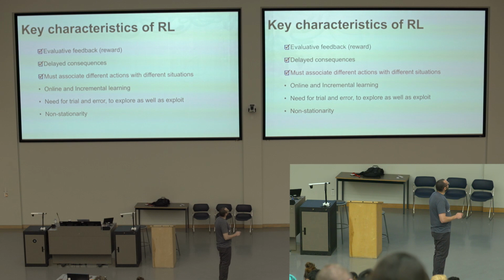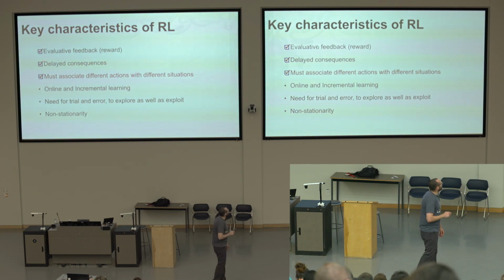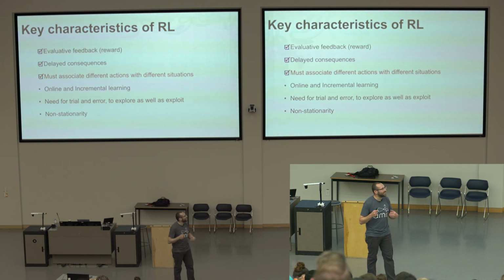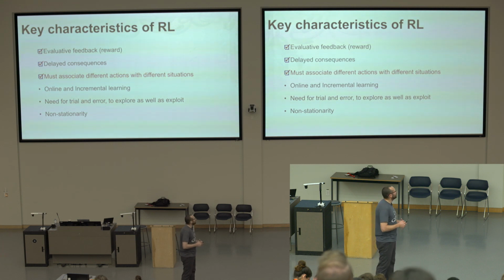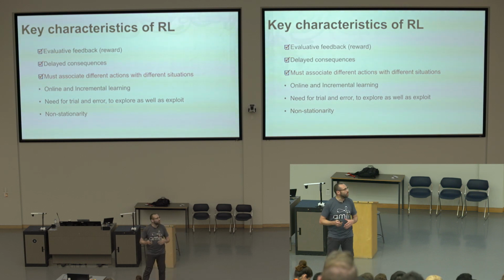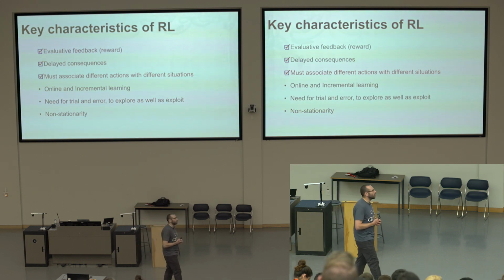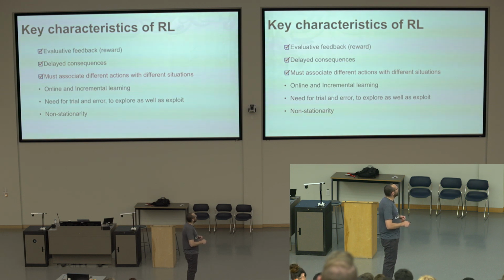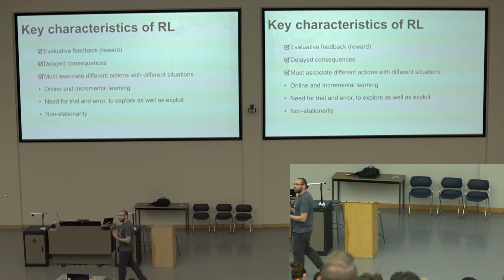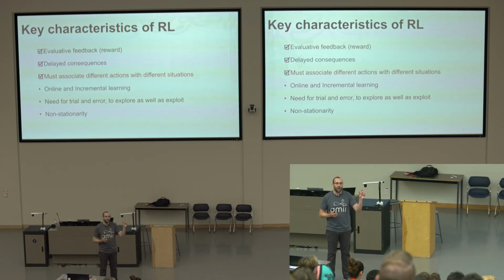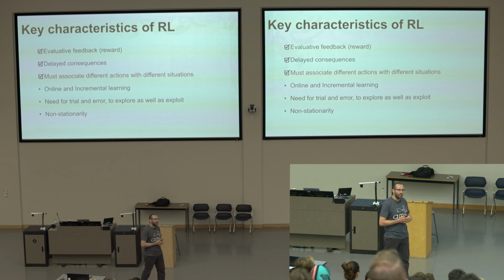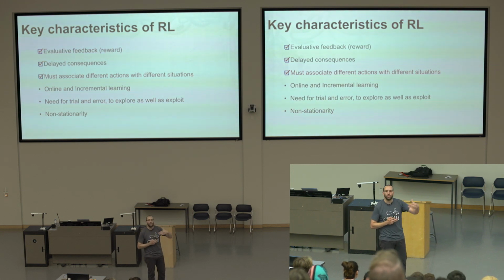So MDPs have given us a language to think about and formalize evaluative feedback and delayed consequences, and policies and value functions have given us a way to think about associating different actions with different situations. So I've used problem formulations and data structures to talk about these first three points. And to cover the last three points, I want to talk about a really classic learning algorithm called Q-learning. It's going to help us make concrete online learning, trial and error exploration, and non-stationarity. And we're going to do it in a simple setting, the tabular setting, where we can write down the value function. We can put a value in a table for every single state and every state-action pair. This just keeps the concept simple, and then we'll jump right away to function approximation.